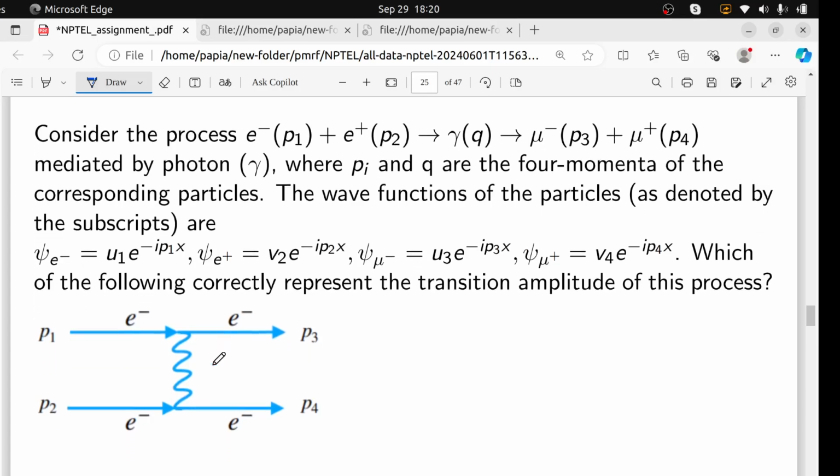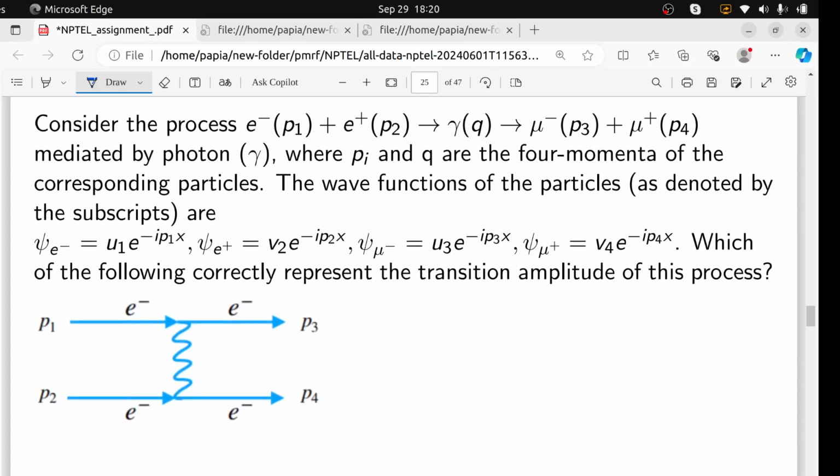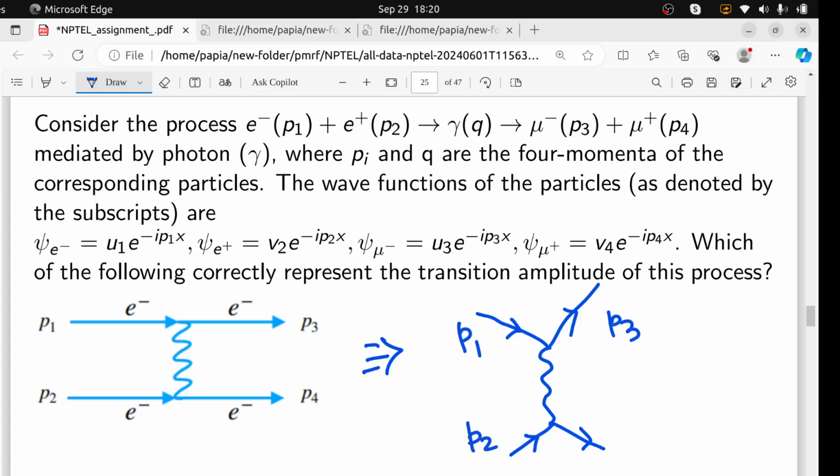Okay, so the interaction is given here, and I can write it in an equivalent form. P1 is coming, P3 is going, there is a mediator gamma, P2 is coming, P4 is going. So P1, P3, P2, P4, and all are electrons. Oh no, actually it should be plus. Sorry for this. This will be minus, this will be minus plus. Okay, fine.